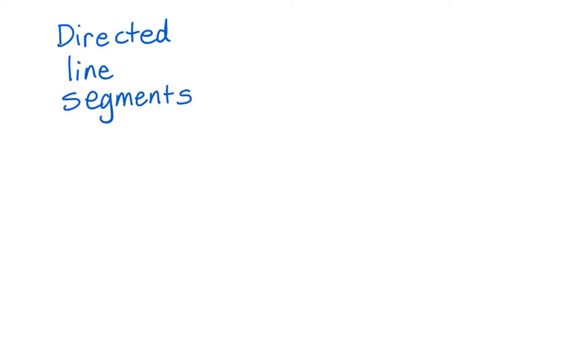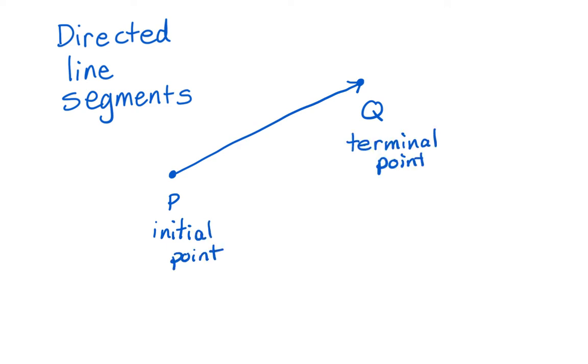So let's talk about how we can represent these vectors. One way to do it is with directed line segments. Directed line segments begin with a point, P, and then a direction that extends for some length ending at a point, Q. We call P the initial point, and Q we call the terminal point. And the length of that directed line segment becomes the magnitude of our vector.